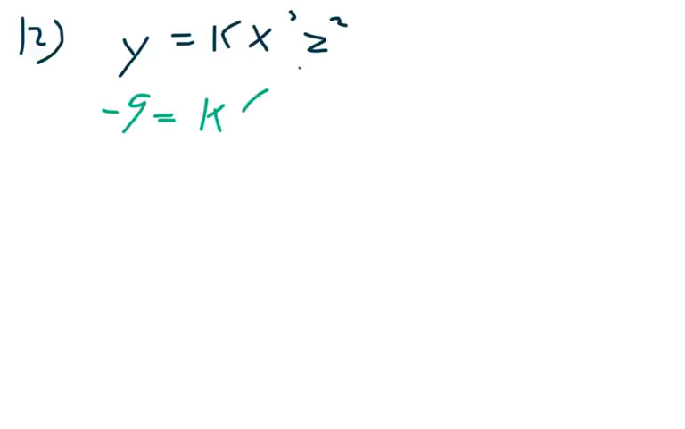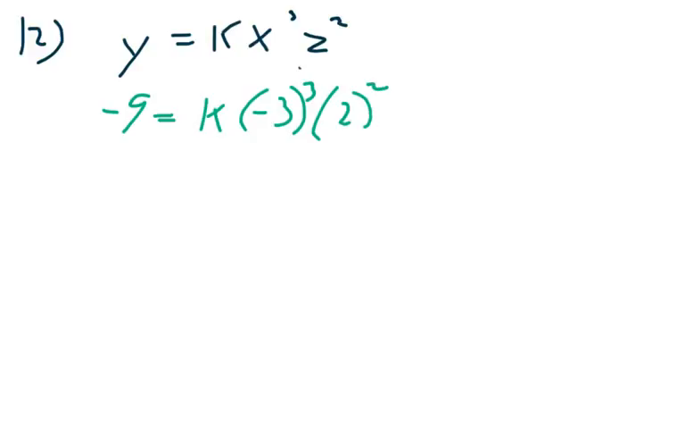12. Y varies jointly with the cube of x and the square of z. So for the first part of the problem, it says y is equal to negative 9. We don't know what k is. X is equal to negative 3 cubed. And z is equal to 2 squared.